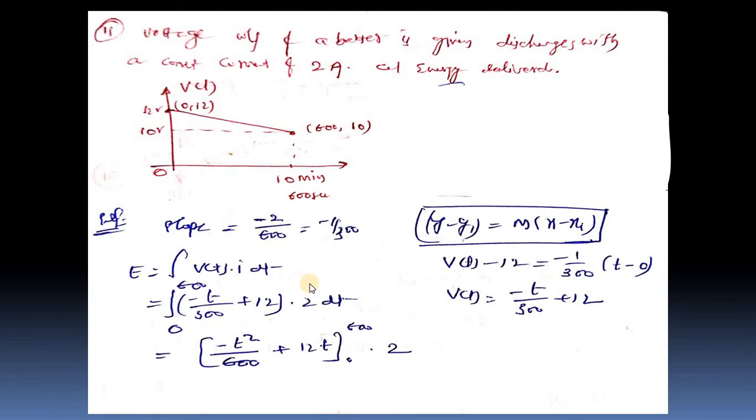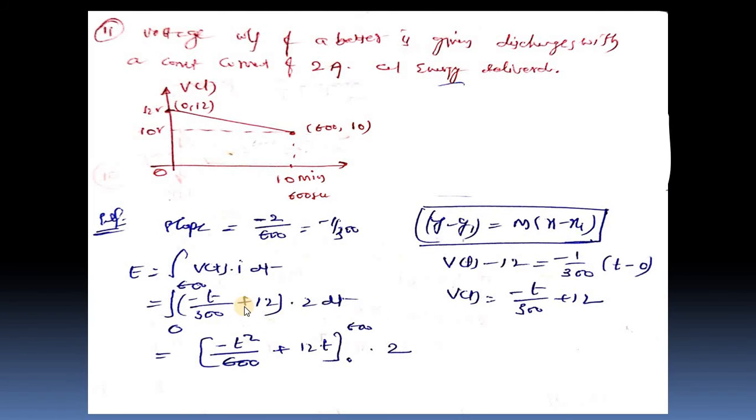Now we are substituting in the energy equation. Energy is given by the integration of power with respect to time. So integral from 0 to 600, nothing but up to 10 minutes, 0 to 600 seconds. The v of t expression is minus t by 300 plus 12, into I. I is 2 amperes because in the problem he has given a constant current of 2 amperes.